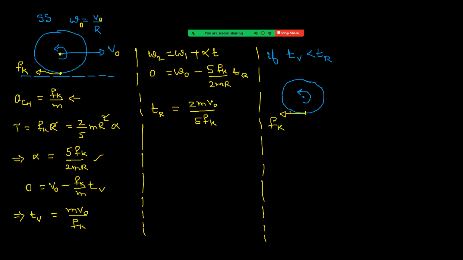Since friction is left side, this is now the net force. Net force is left side, so acceleration is left side, so velocity of center of mass will be left side. That means now the body starts moving backward. Okay, it is like this, right? That means if velocity becomes zero before omega becomes zero, then the body returns. Body returns, that means it moves back.